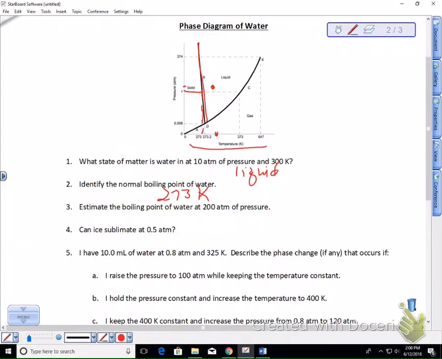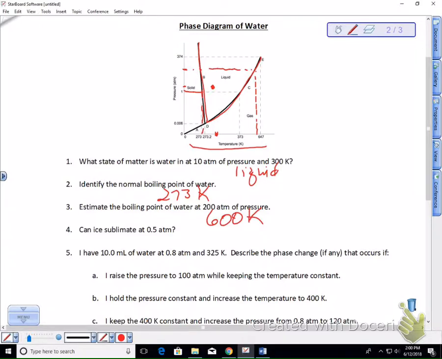Number three, estimate the boiling point of water at 200 atmospheres. Okay, so boiling points can always be found on this particular line. This is the liquid-vapor equilibrium. So let's approximate 200 atmospheres. That's a good shot. And then let's go over till we hit that line, and then let's go down and approximate a temperature. Let's call that, for the sake of argument, 600 Kelvin.